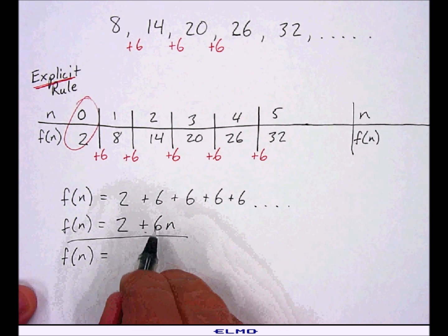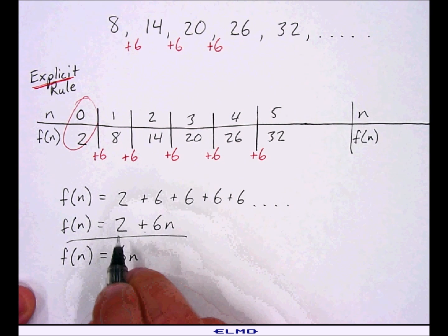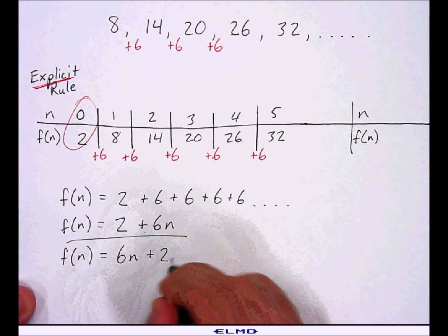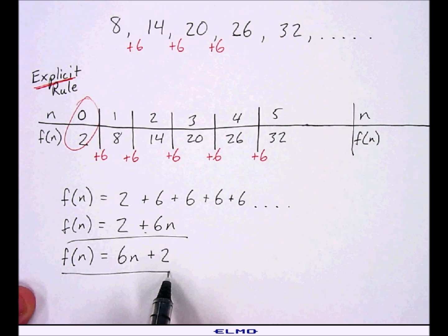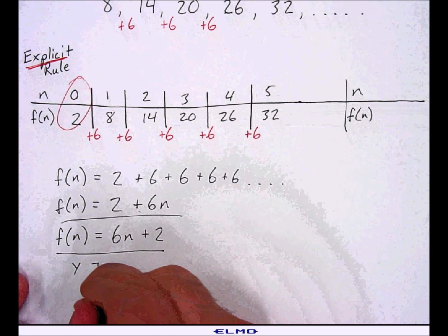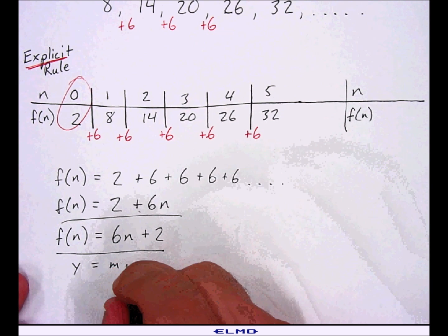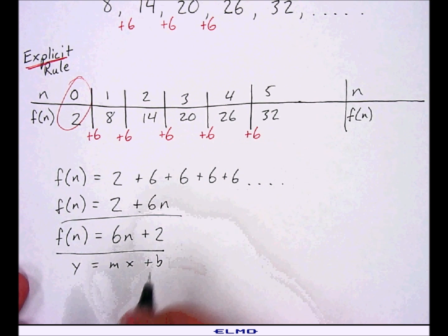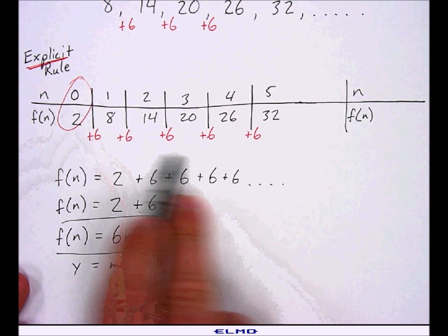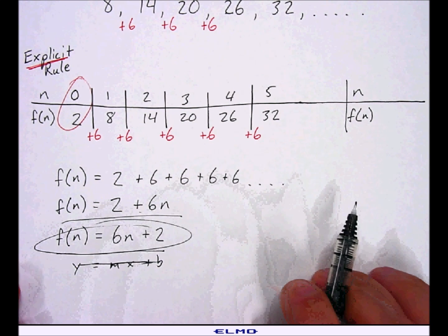So we can actually just switch these two and write our 6n first and our positive 2 second. Really the same rule. And that fits the pattern you might have seen before. You might have noticed these are a lot like linear equations. It's almost like mx plus b, where b is your zero value. Anyway, there's a lot of similarities. But this is our explicit rule.